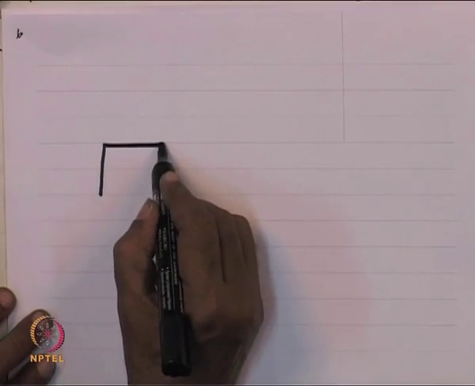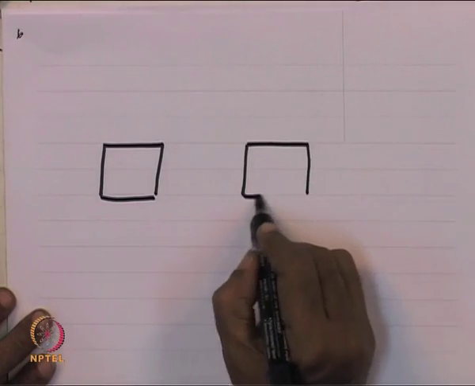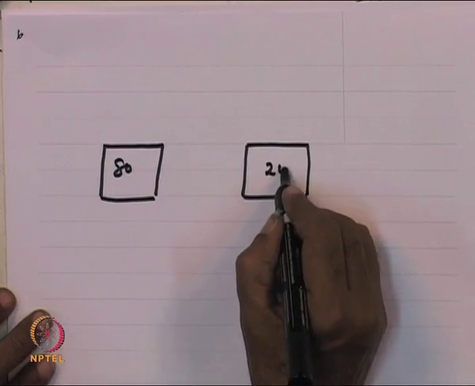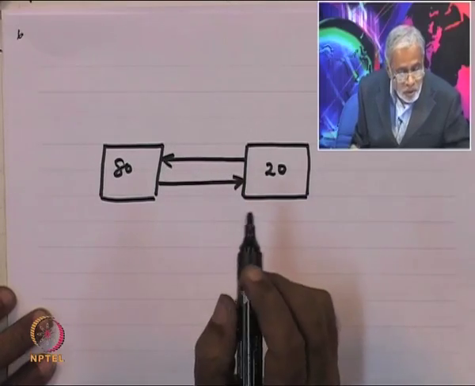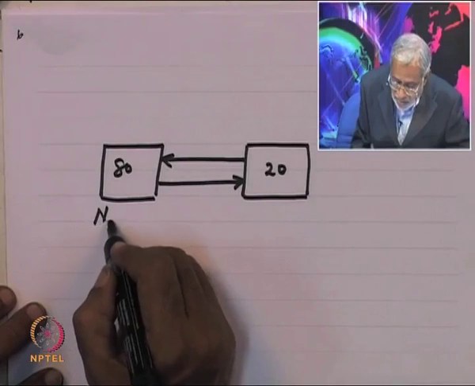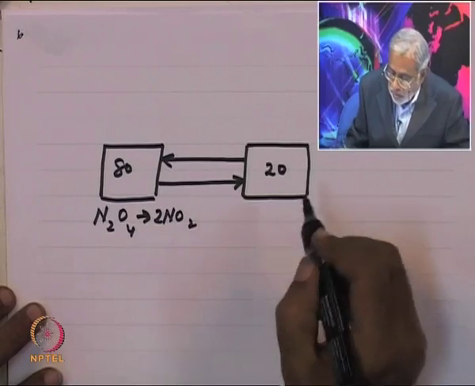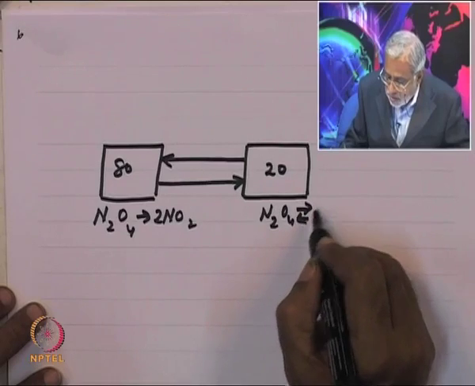So, let us model this. There are two environments. Let us say environment 1, okay, and environment 2. Environment 1 is at 80, environment 2 at 20. You have fluids moving between the two, where the reaction N2O4 giving you 2NO2 takes place. In both cases, it is the same reaction taking place, okay, twice NO2.